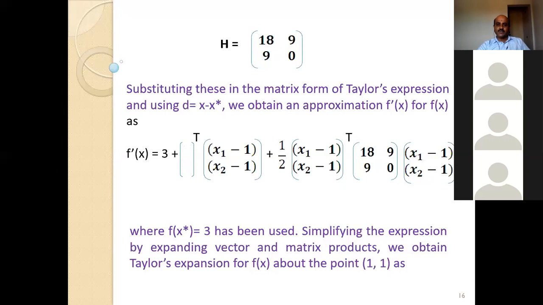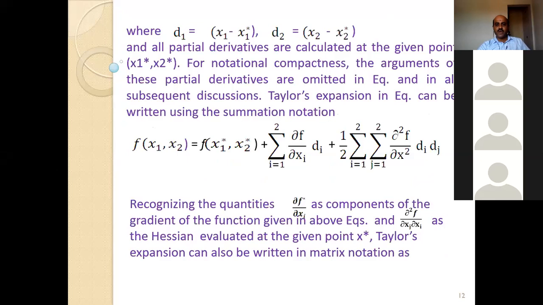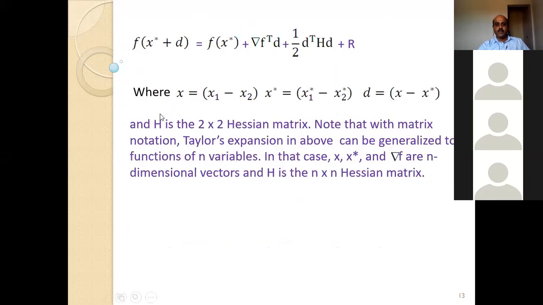Next comes the equation, Taylor's expansion series. Plus, I have got the transpose of the gradient vector. The gradient vector was 9, 3 for you. Transpose of that, so 9, 3 transpose, and D is x minus x star.